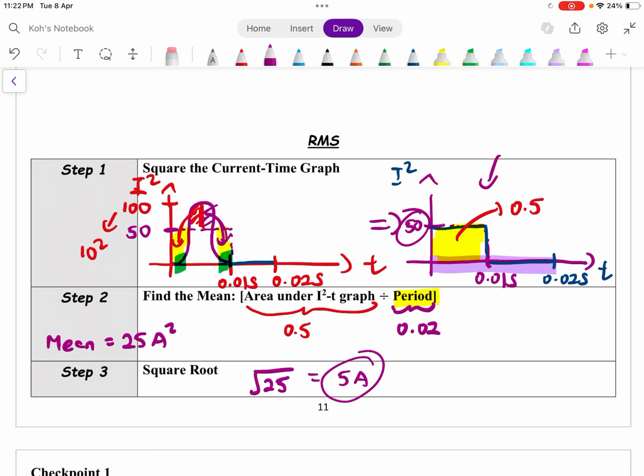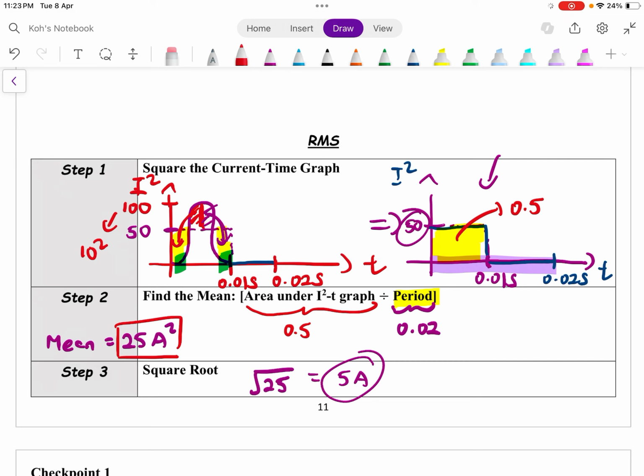How to determine the mean? The mean, you simply just use the area under the graph divided by 1 period. So the area under the graph is only the yellow shaded region, which is just 50 multiplied by 0.01, so it's about 0.5, and you divide by the period. The period is not 0.01, it's actually 0.02. So you divide by 0.02, your mean square current, or what I call the mean, is 25 ampere square.